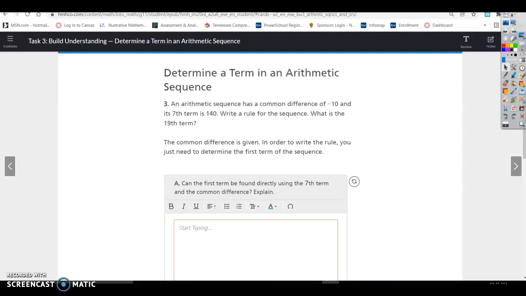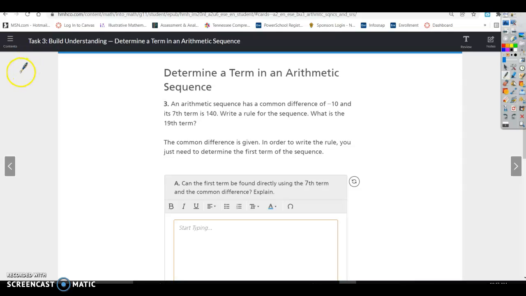Okay, so there's a couple things we have to do here. We have to write a rule for the sequence and then find the 19th term. The common difference is given. In order to write the rule, you just need to determine the first term of the sequence. If we know what the seventh term is, can we use that to find the first term?